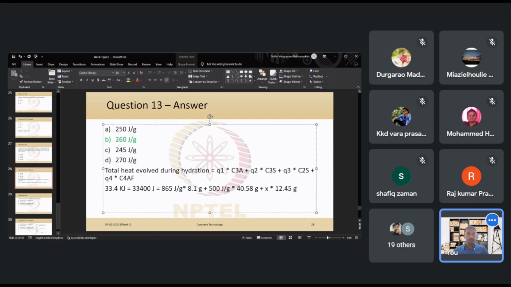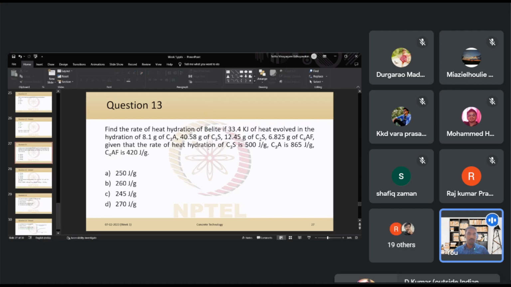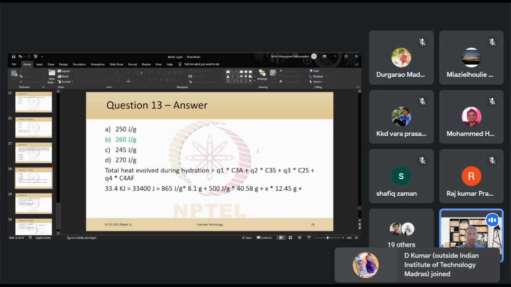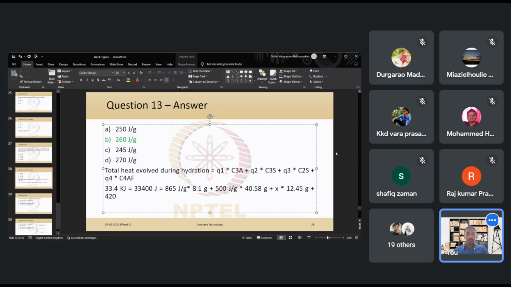12.45 grams plus Q4 into C4AF. Q4 is 420 joules per gram and the mass is 6.825. So 420 joules per gram times 6.825 grams, right? So this is the equation that we have for the total heat evolved.